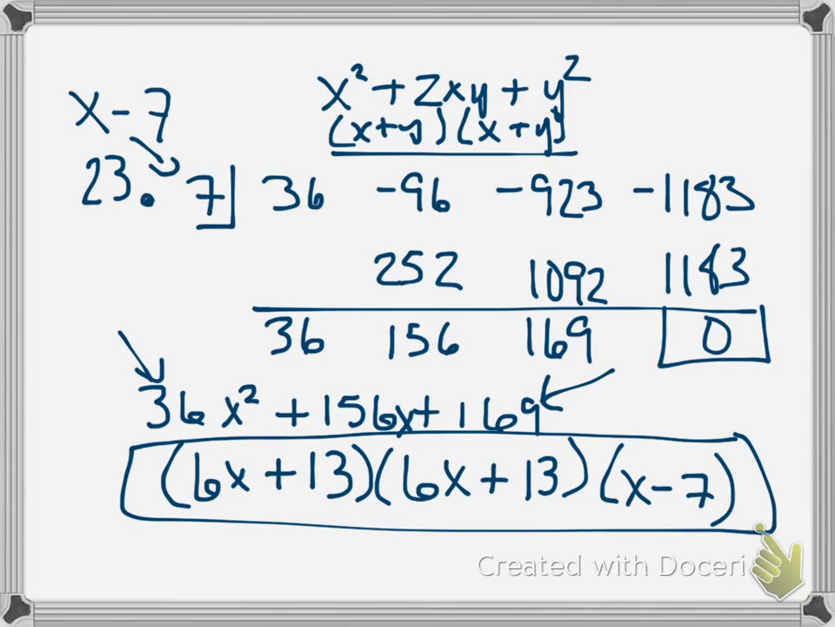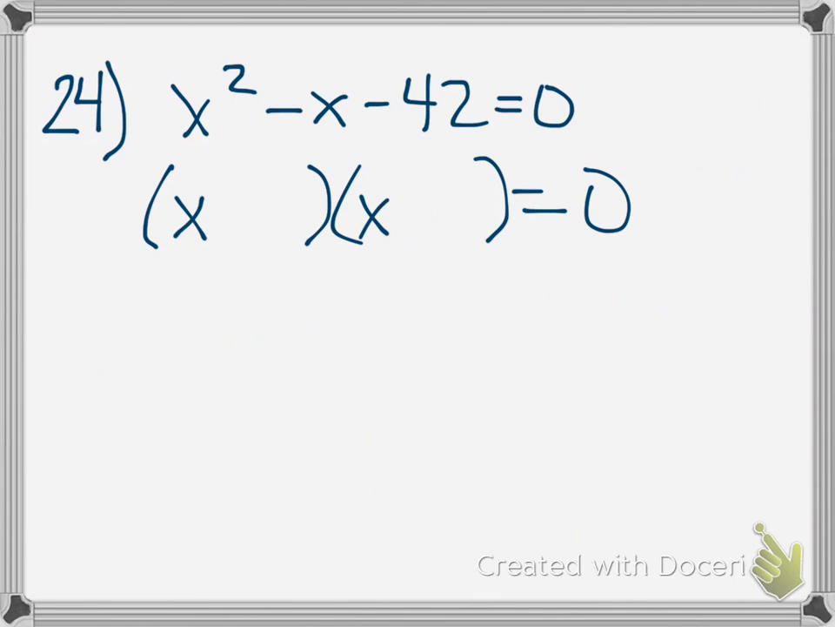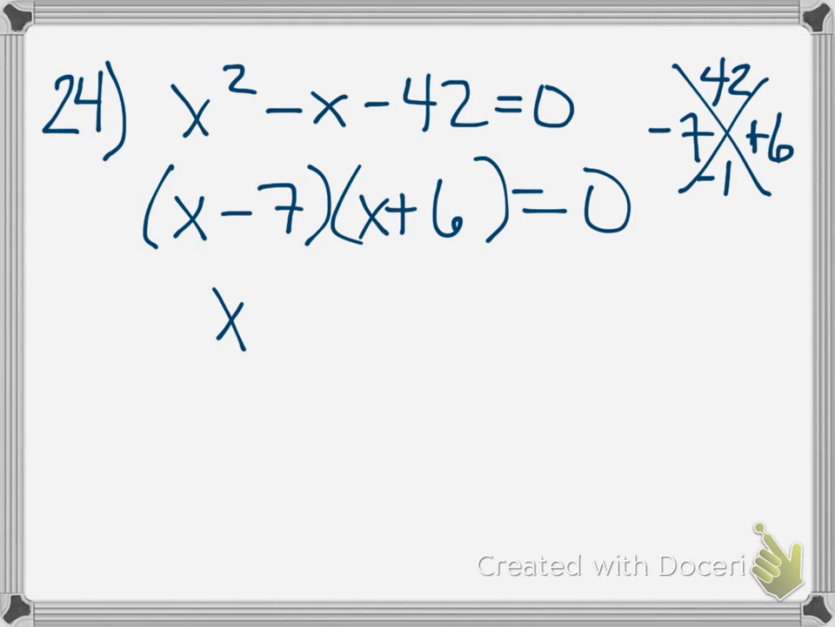Okay, now 24 and 25. I show you how to do those by factoring. So like minus minus is a plus or minus plus, and you're looking for two numbers that multiply to give you 42 and would subtract to give you 1, like 7 and 6. And then you take the opposite of that and that would be the answer. Same thing for number 25, and that gives you two real answers.